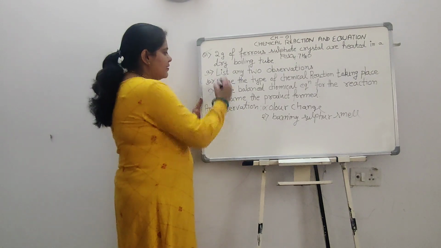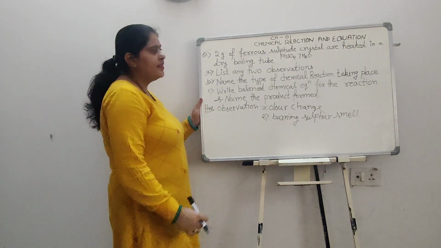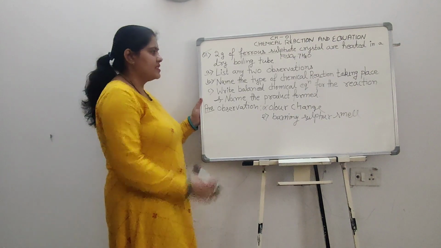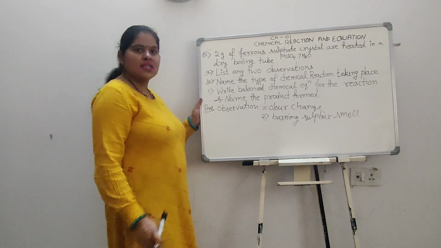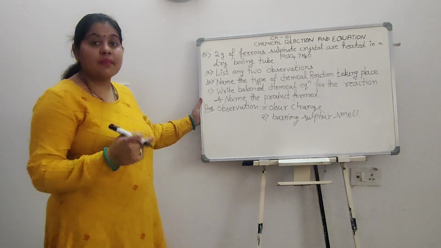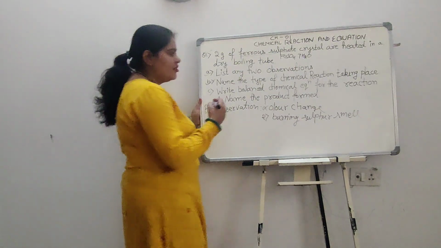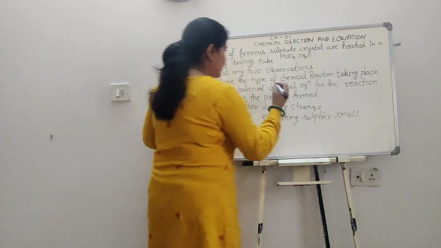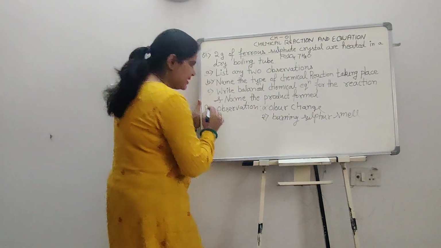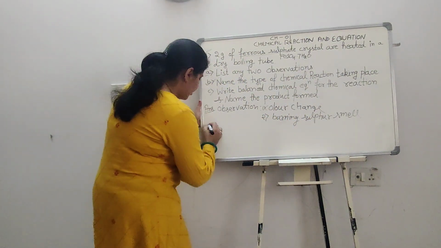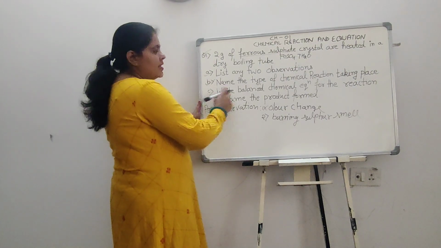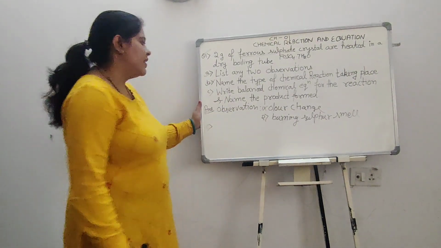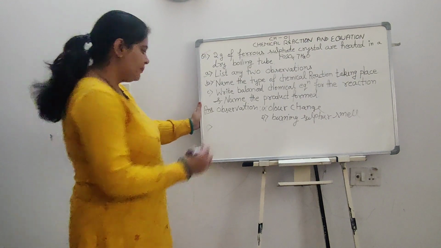After that, the second question is, name the type of chemical reaction taking place. Which type of chemical reaction is this? This is a thermal decomposition reaction. I will explain this. Firstly, let's write the chemical equation which is taking place. Third is, write the balanced chemical equation for the reaction and name the products formed.